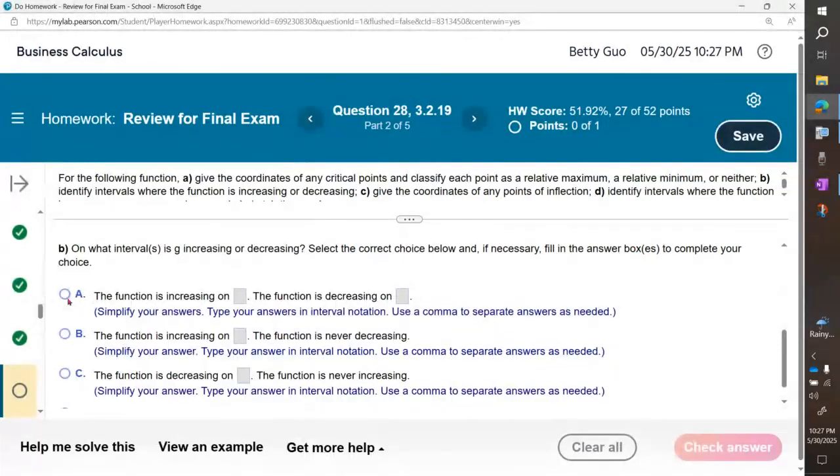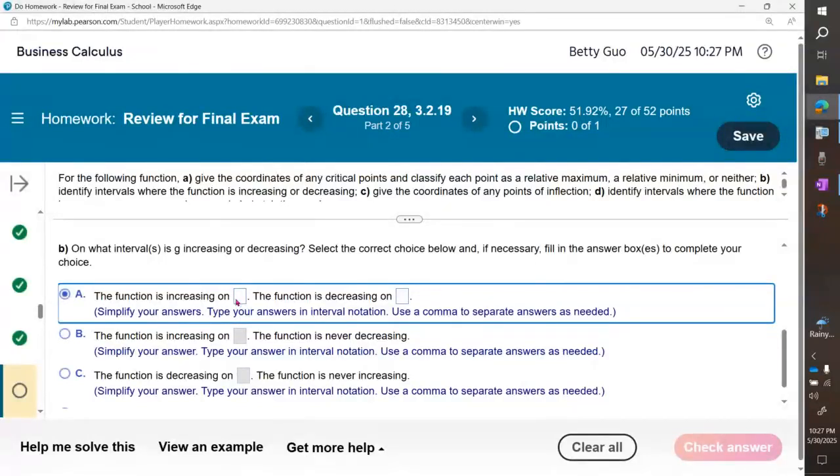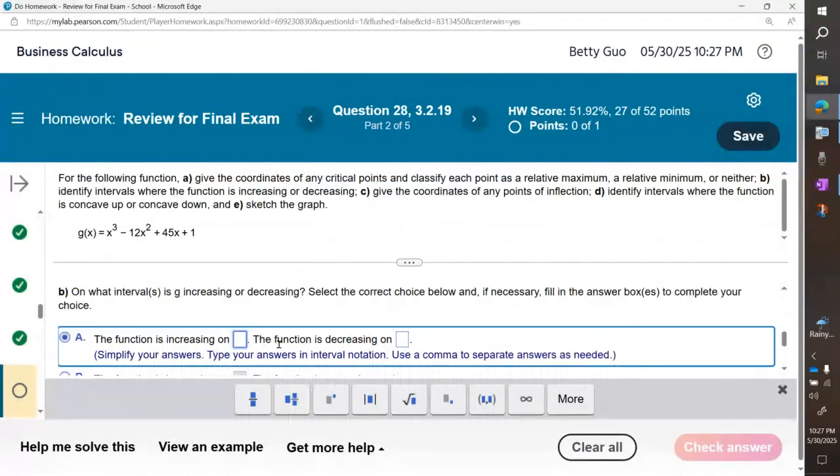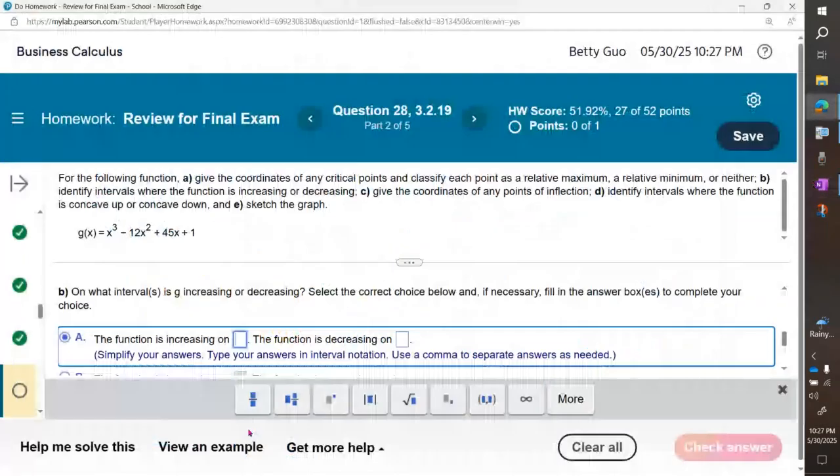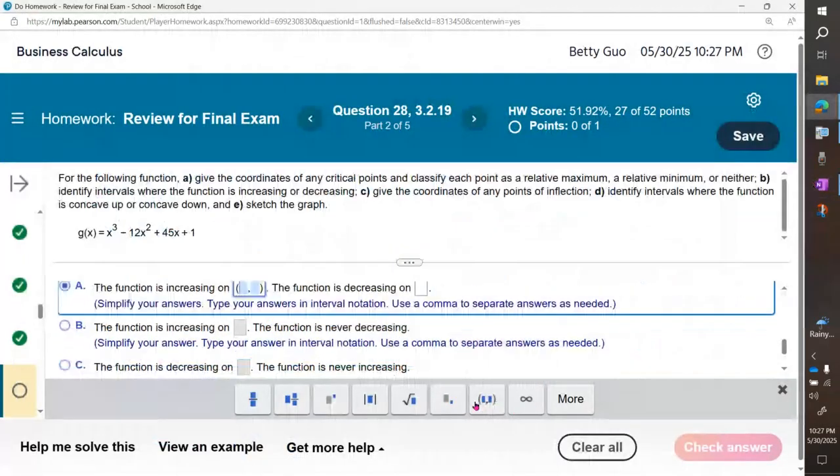The function is increasing on negative infinity to 3. Separate, do what the instruction says. And 5 to infinity.